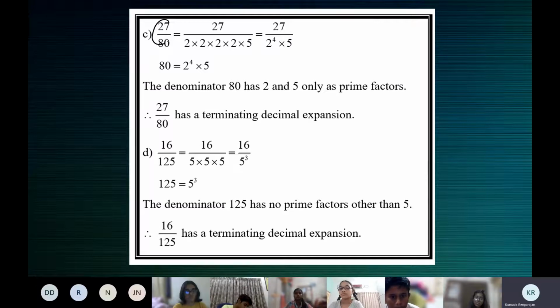27 by 80 is already in the simplest form. Take up the denominator 80. Write 80 as a product of its prime factors: 2 into 2 into 2 into 2 into 5, which is 2 to the power 4 into 5.